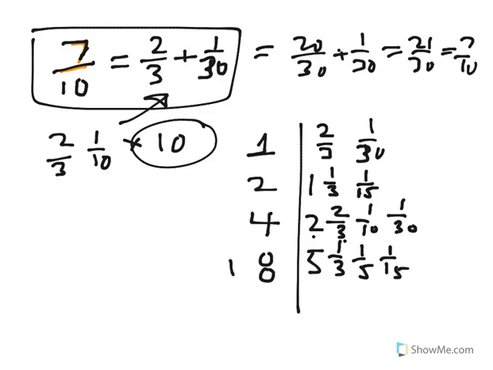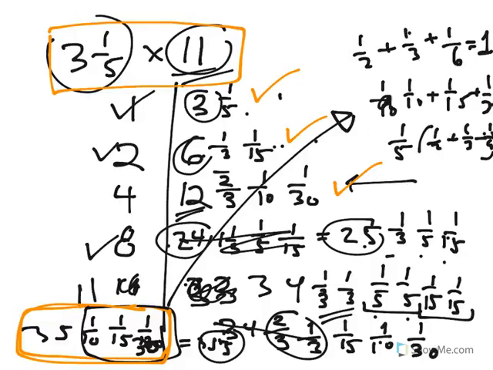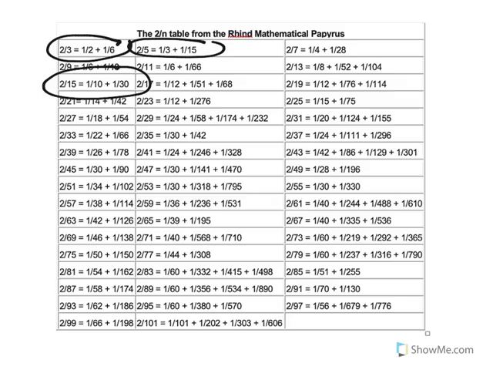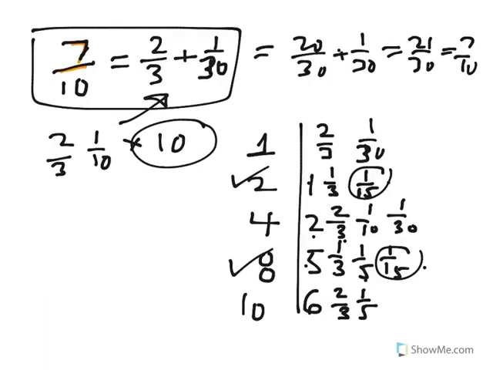So now to get 10, I need this line and this line to add together. So the 5 plus the 1 becomes 6, and this third becomes 2/3. And this 1/5 comes here, and there's a 1/15 and another 1/15. So those two become 2/15. But again, 2/15 is 1/10 plus 1/30.